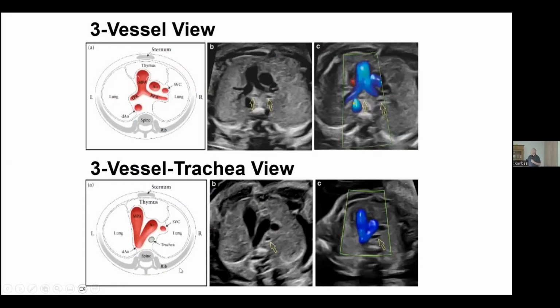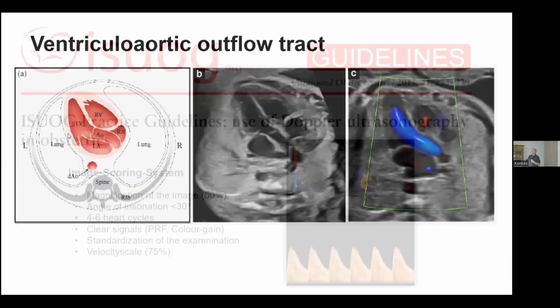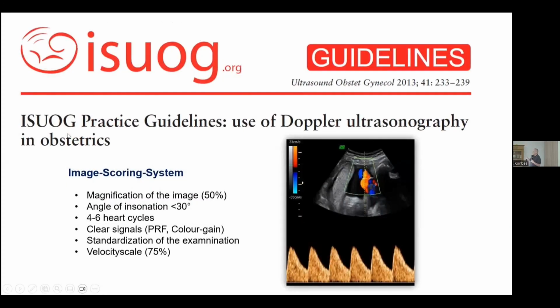So I make the next. Doppler is also very important for making a good diagnosis. And for Doppler sonography, we need a very clear spectrum. So we have to magnify the image, have a good angle of insonation to record all the spectrums, analyze 4 to 6 cycles, and the velocity scale should be 75% of this image.